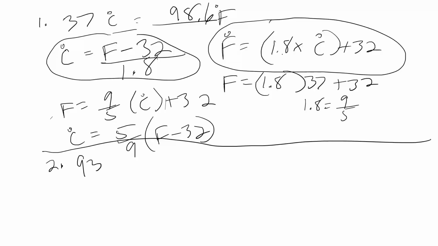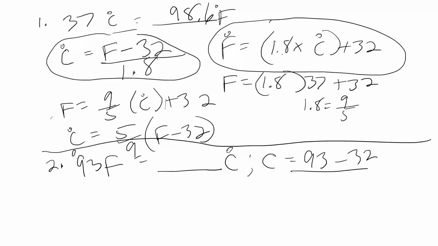Then number 2. 93 Fahrenheit equals what Celsius? We want Celsius, so Celsius equals Fahrenheit, which is 93, minus 32, divided by 1.8, and that equals 33.9. So it's 33.9 Celsius.